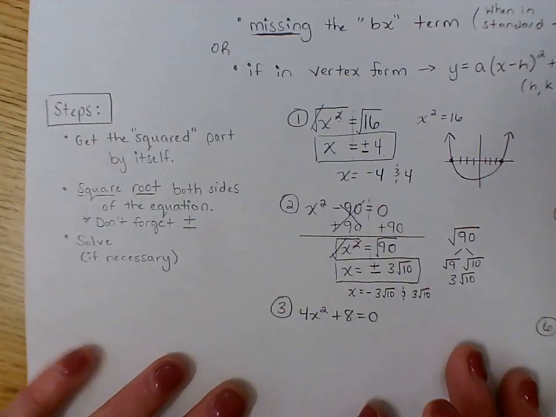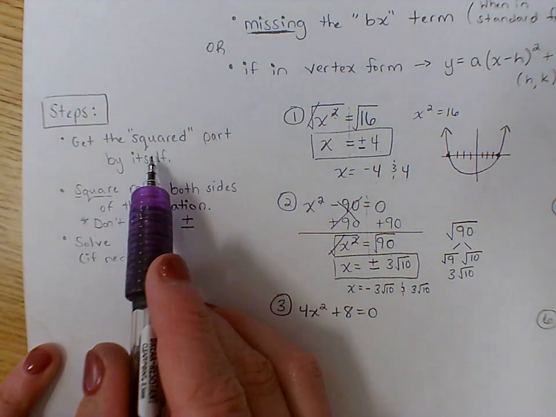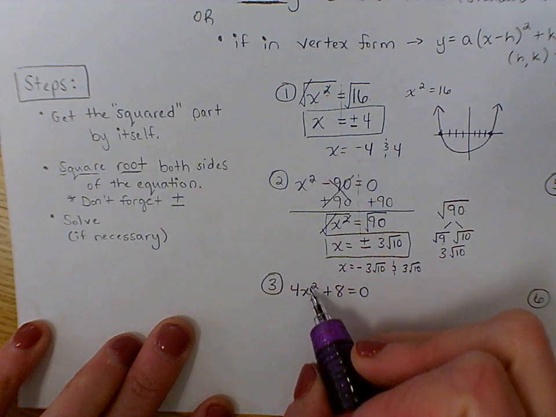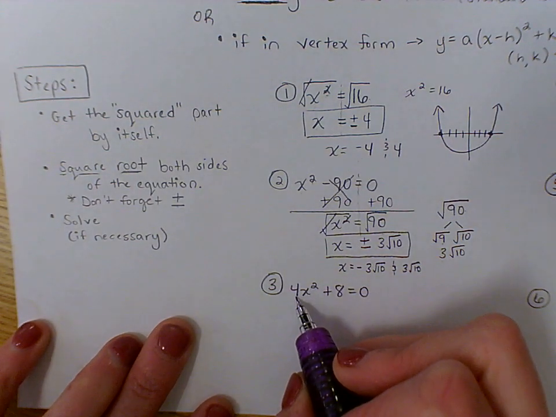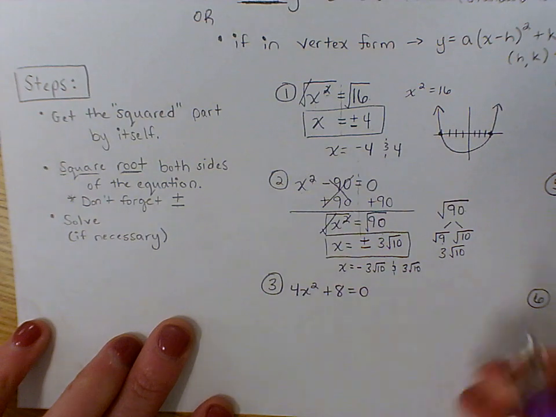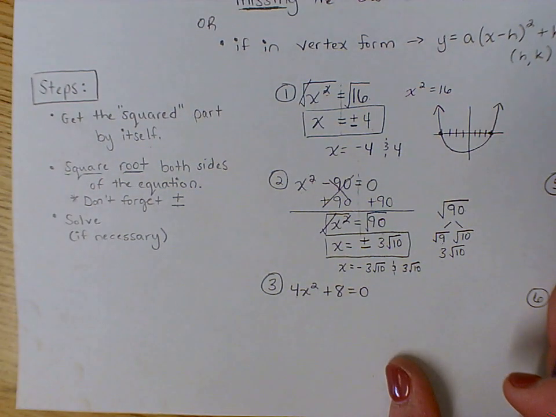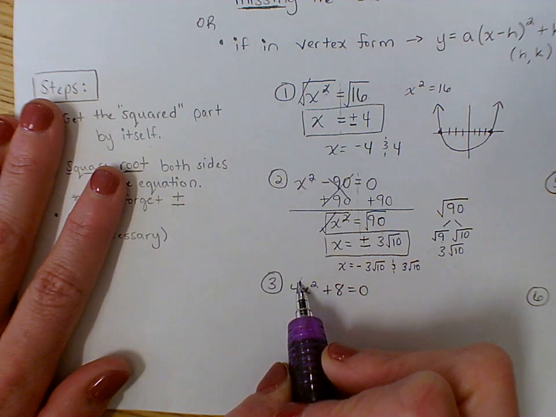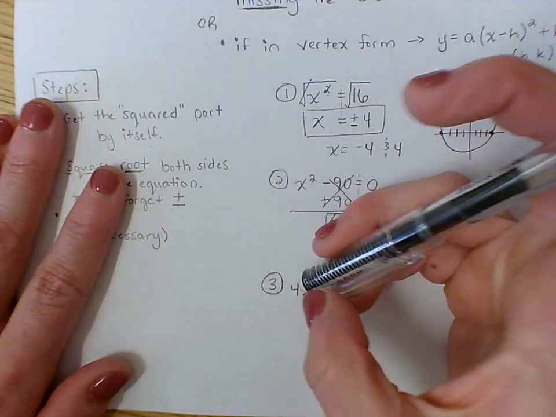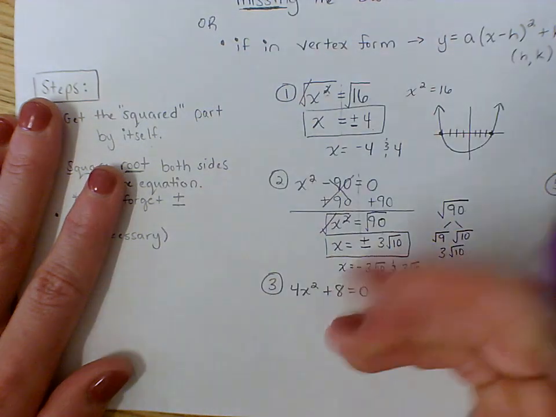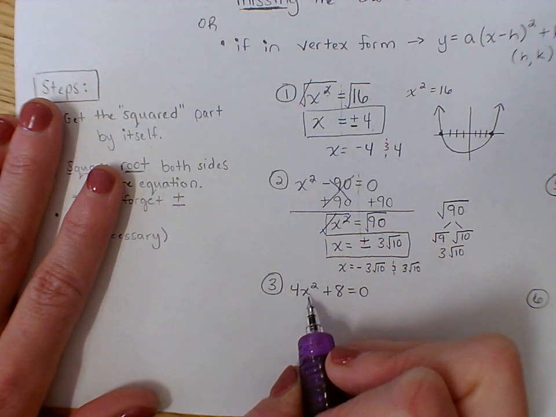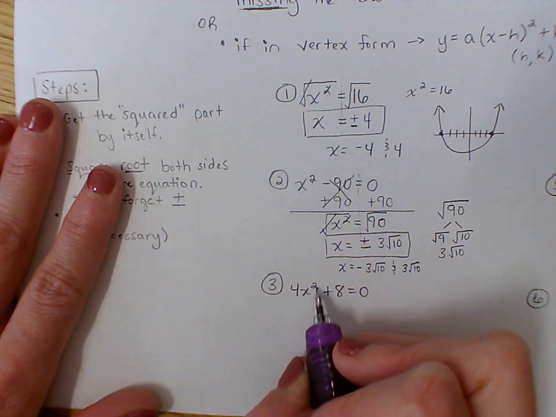Same steps as before. You've got to get the squared part by itself. So I'm going to look at my equation and at what's being squared. Now you might want to say that that 4 is being squared as well, but that 4 actually has its own little exponent of 1. So that 4 is not being squared. The only thing that's being squared over here is the x. So my goal is to get the x squared by itself.